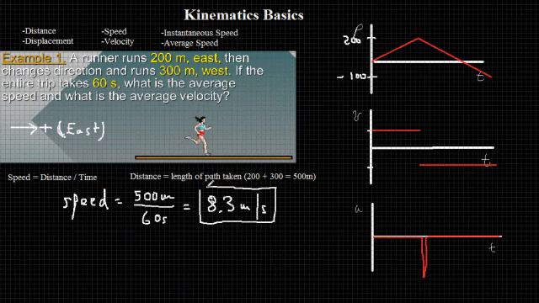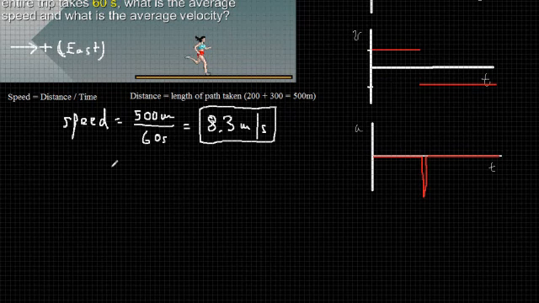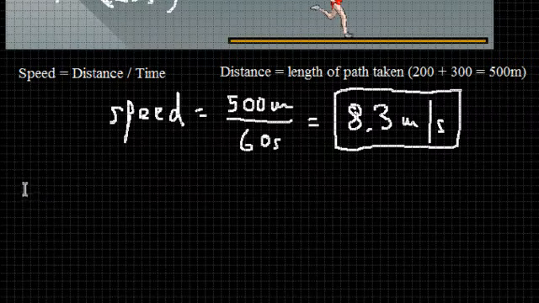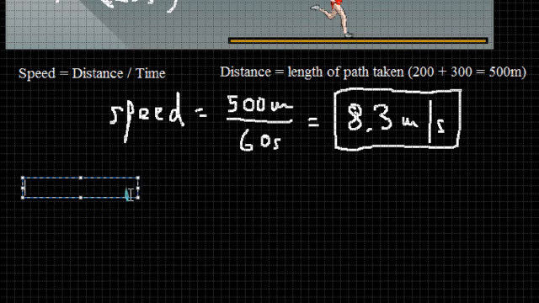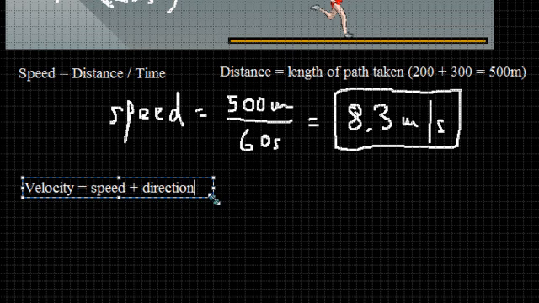All right, so we're making progress here. We've figured out the speed of the runner. Now we'd like to figure out the velocity of the runner. So let's do some more defining. Come down here and let's define velocity. I think perhaps from our graph matching lab you may be able to come up with this definition, but we'll write it here. Velocity is speed plus direction. So you have to consider that.